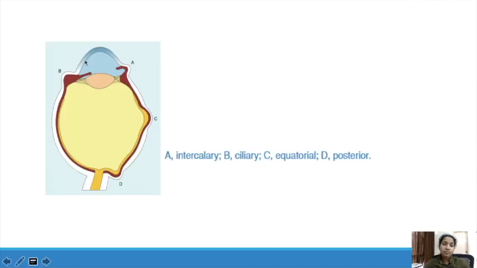This is a picture showing the different types of staphyloma. In the cornea, it is known as anterior staphyloma, and in the limbal region, intercalary staphyloma. If it is above the ciliary body, it is ciliary staphyloma. If it is at the equator of the eyeball, it is equatorial staphyloma, and if it is seen in the posterior part of the eyeball, it is posterior staphyloma.